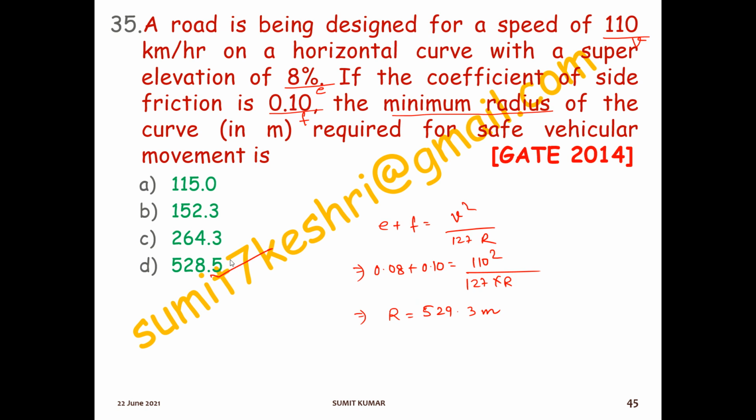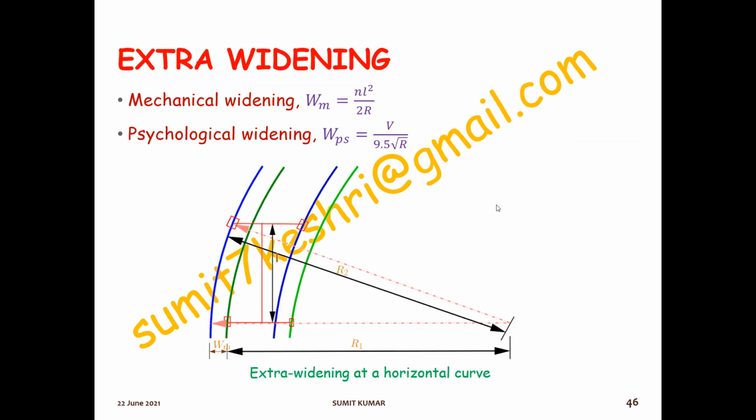Which is nearly this option number D, 528.5 meter. So the correct option will be option number D. It was again based on the same relationship, that is E plus F equal to V square by 127 R.